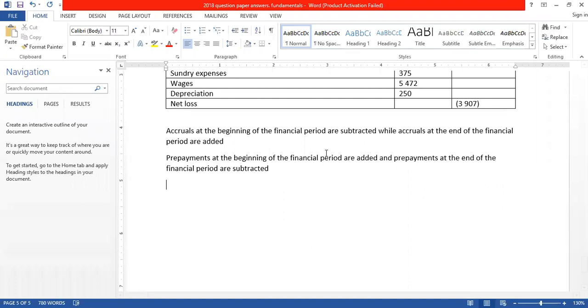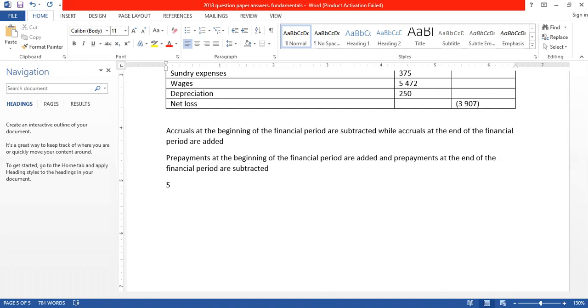Okay. So we are going to continue with question 5 of the 2018 Fundamentals of Accounting big question paper. Question 5.2, which is drawing up the statement of financial position as at 31 December 2017.